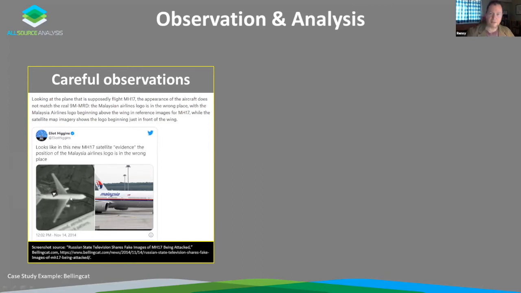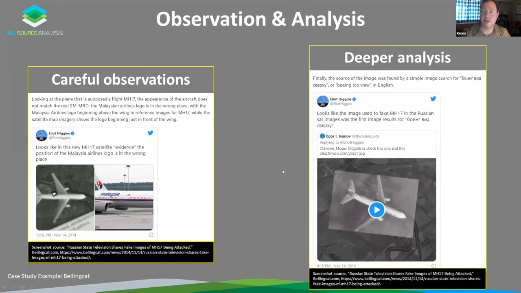So not definitive by itself, but an important, careful observation about something else that raises a question about this image. But then they went further. They did some deeper analysis.